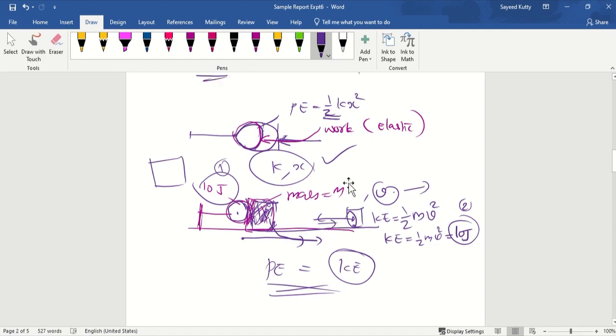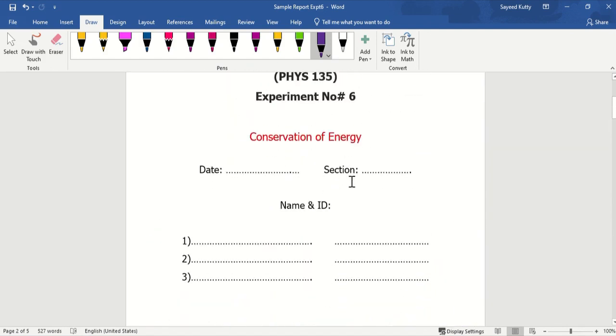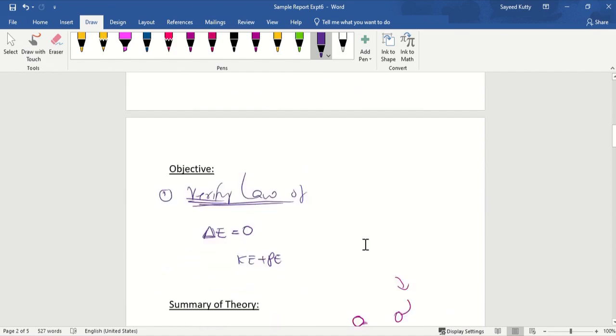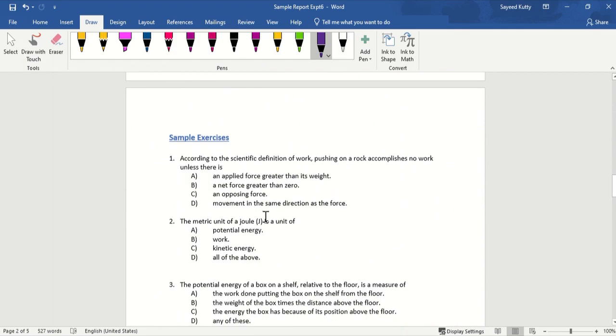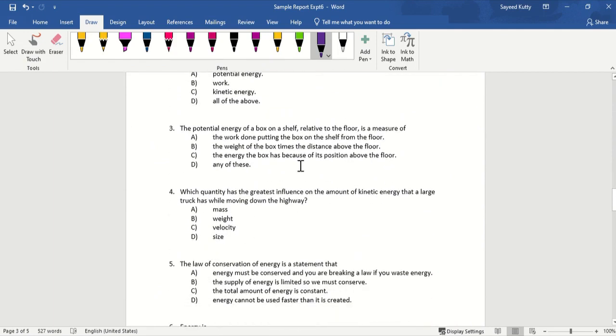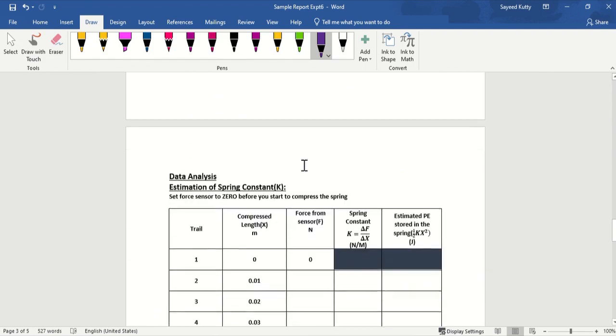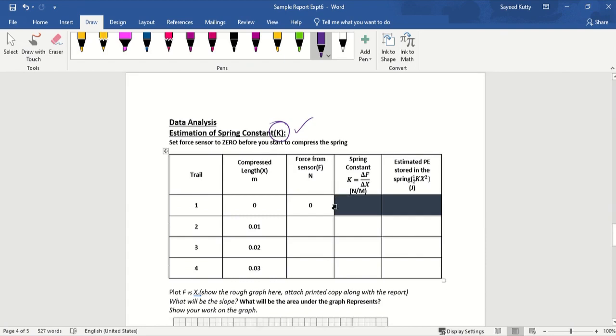Now, to do this experiment, I spoke about the experiment plan, the objective of the experiment, and the summary of the theory. Now, there are a few questions based on the law of conservation of energy. Then there is a data analysis part. In the data analysis, firstly, I'm talking about the spring constant, because I want the spring constant, and I will teach you all that.